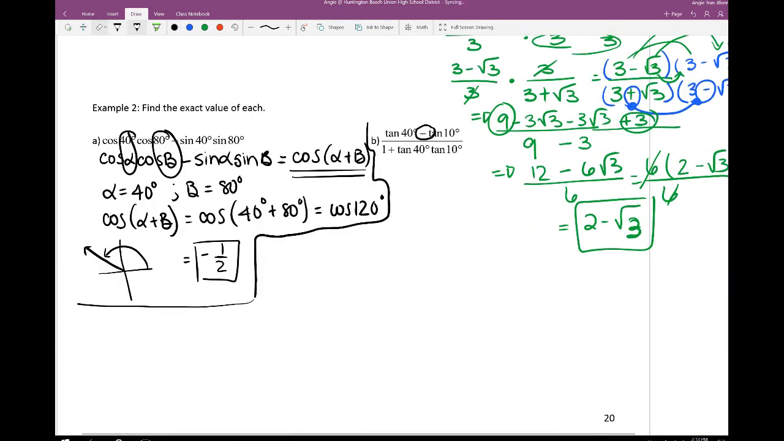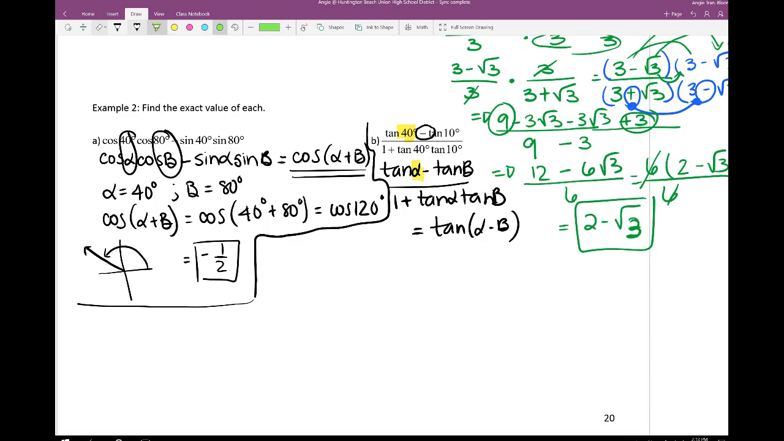So I'm going to write the identity first, okay? Tangent of alpha minus tangent of beta all over 1 plus tangent of alpha times tangent of beta equals tangent of the difference, alpha minus beta, okay? Well, I know that 40 degrees is alpha and 10 degrees is beta. So that's what I'm going to write. Alpha equals 40 degrees and beta equals 10 degrees.